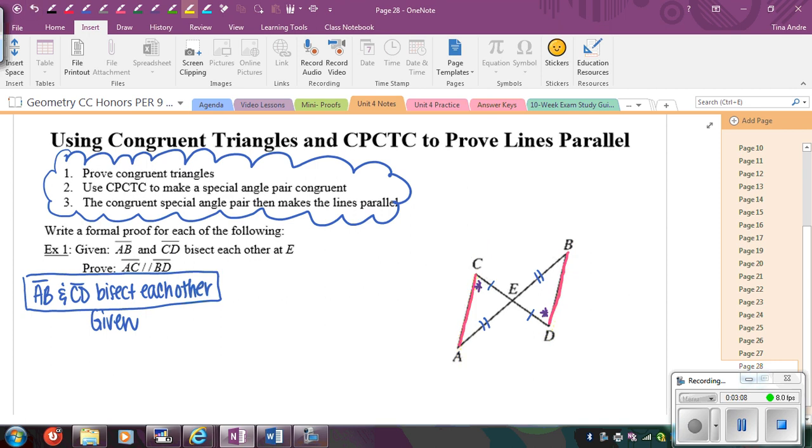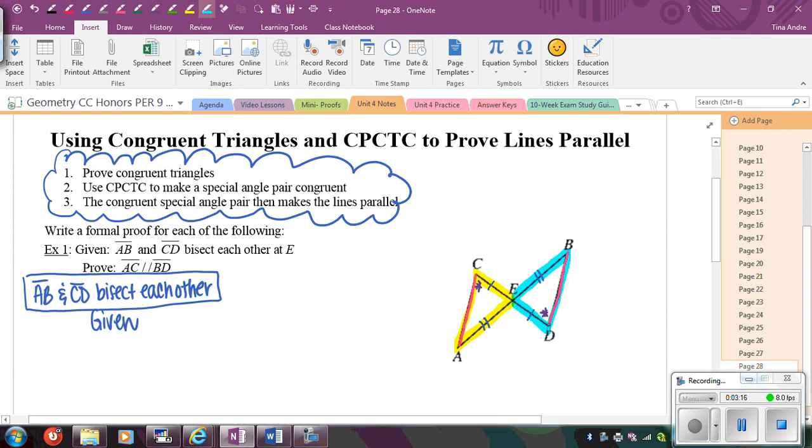So what I want to do to start here is to actually prove that this triangle is congruent to triangle BED, because if I prove that those triangles are congruent, then I can prove that alternate interior angles C and D have to be congruent by CPCTC, because they're corresponding parts of congruent triangles. Then I have my parallel lines. So back to where I need to start, I need to get the congruent triangles.